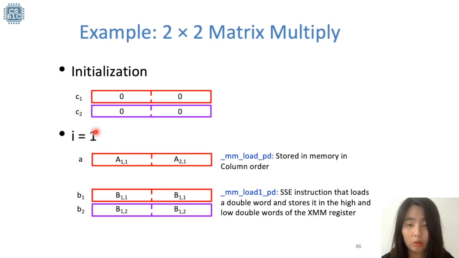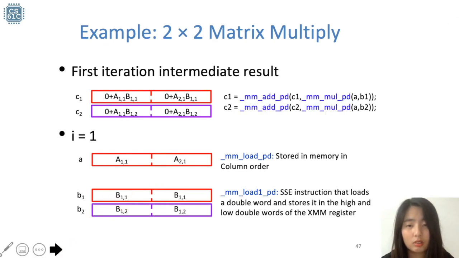At the first iteration, we're looking at the first column of A and the first row of B. We can use this function _mm_load_pd to load the two doubles from A into a vector. And then we can use _mm_load1_pd to load the value of B11 and store it in the high and low double words in the vector. Similarly for B2, load the value of B12 and store it both in the high and the low double words of the vector. Now we're all set up.